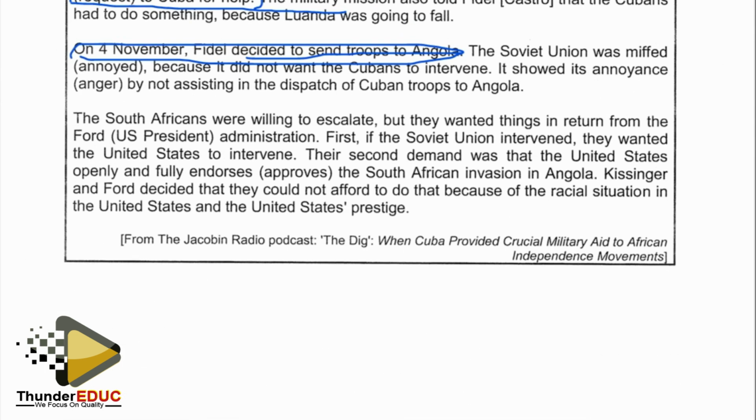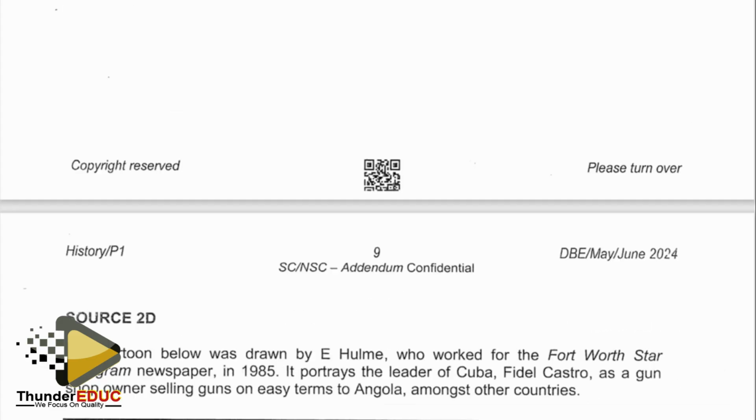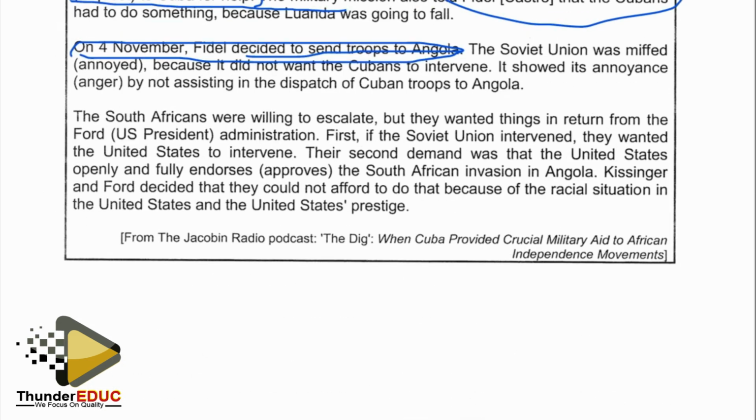You can also use this. Angola sent a desperate appeal for help to Cuba, and this is supported by the label on the shop which says open, come in. It means that the Angolans, after facing difficulties, were welcome to the shop, and it was open at that particular point in time because it did not take time for them to get assistance, which meant that the shop was always open for people to come in and get support. So you see how we try to relate the sources and show how they support each other. That is how we pick aspects and try to show how two sources support each other.